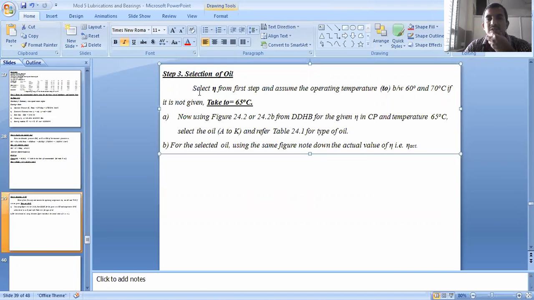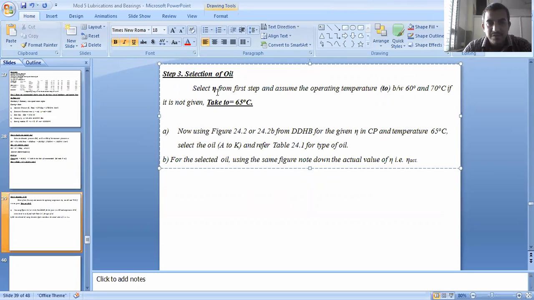Step number 3. Now select the oil. How to select the oil? Select eta from the first step and assume the operating temperature is 60 to 70 degrees centigrade. If it is not given, take the average temperature, how much? 65 degrees centigrade. Now what is the value of eta? That you considered in the first step.